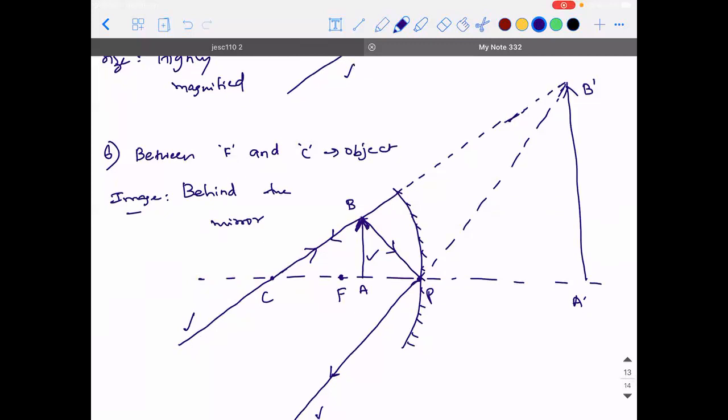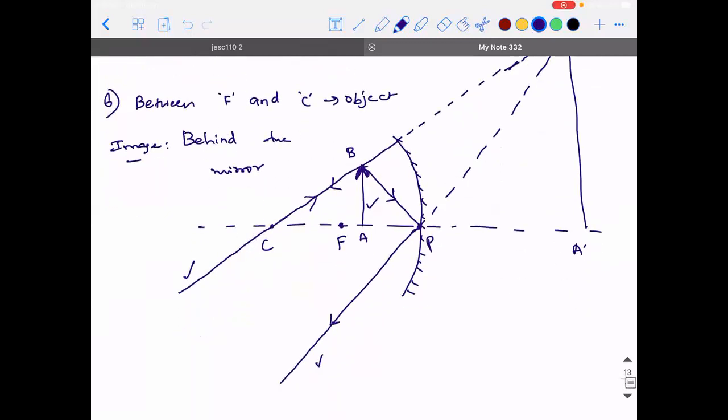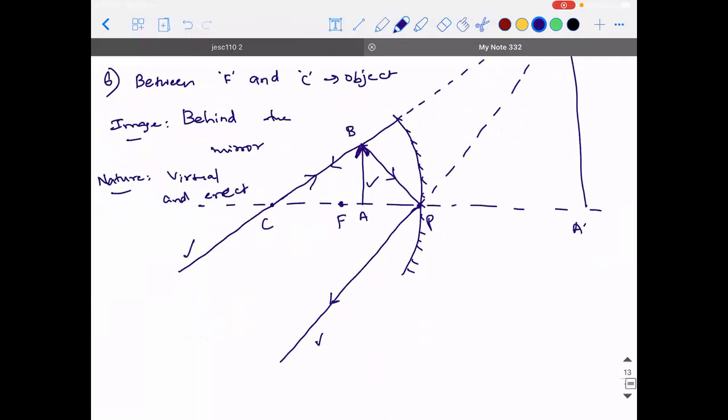Okay. Similarly, what is the nature? Nature is virtual, and actually I forgot to tell this. Virtual and erect. And what about the size? It is magnified. Okay. So I just wanted to state one important point here. Please make a note of this.